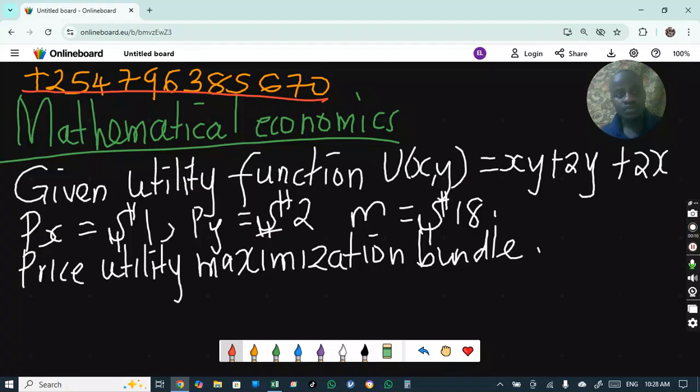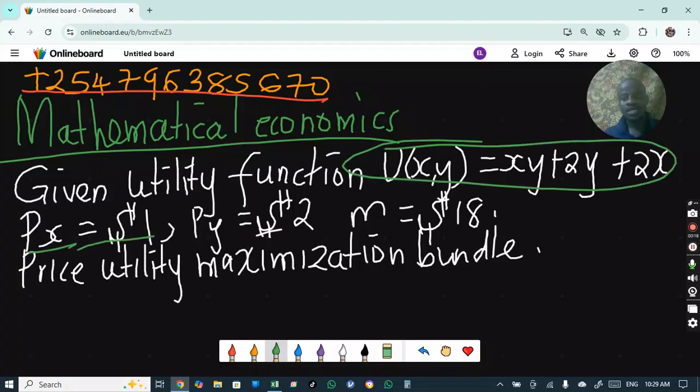We have mathematical economics here. Given the utility function, that is, utility of xy is xy plus 2y plus 2x. The price of x is given as $1. The price of y is given as $2, and the total income is $18. So we are asked to find the utility maximization bundle.